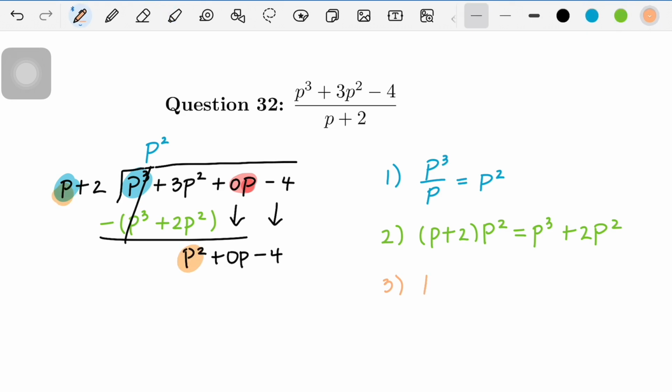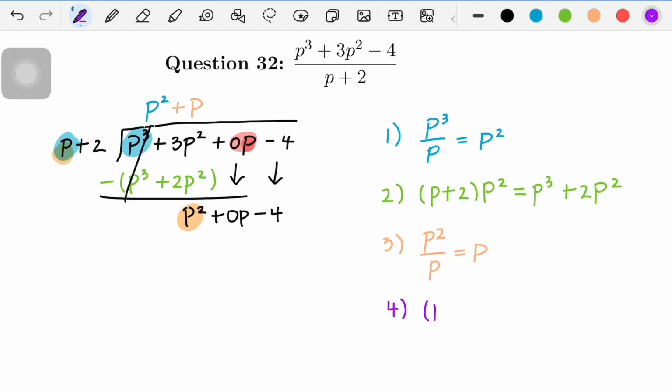So we're going to get p squared over p, which is just going to give us p. Now this result is going to go up top here. All right, so for our next step, we then want to multiply that result p by our divisor. So we have p plus 2 times p. So this will give us p squared plus 2p. And then we're going to repeat this process. So we're going to subtract out this result, this p squared plus 2p.